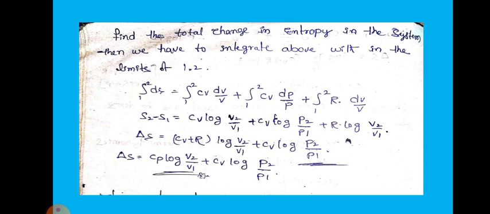So therefore S2 minus S1 is equal to Cv log V2 by V1 plus Cv log P2 by P1 plus R into log V2 by V1. So therefore dS is equal to (Cv plus R) into log V2 by V1 plus Cv log P2 by P1. Therefore finally dS is equal to Cp log V2 by V1 plus Cv log P2 by P1. This equation represents the change in entropy of an ideal gas in terms of pressure and volume.